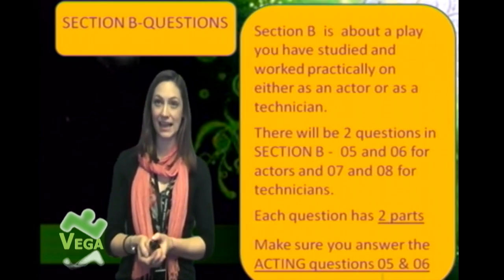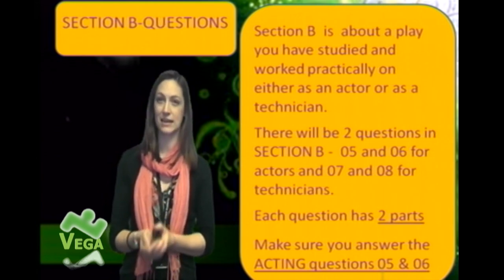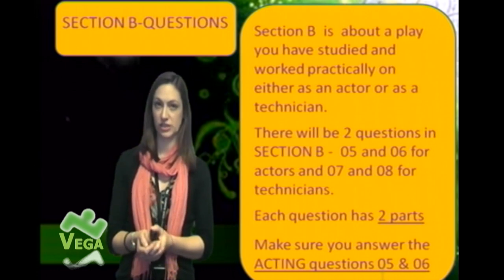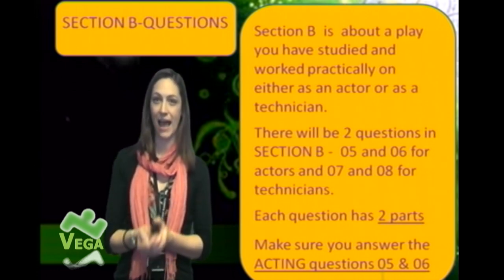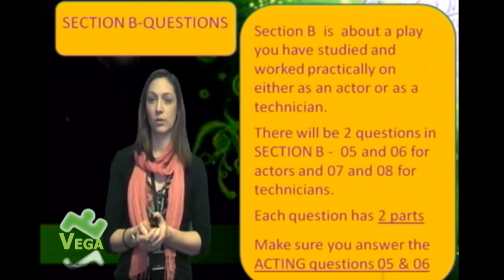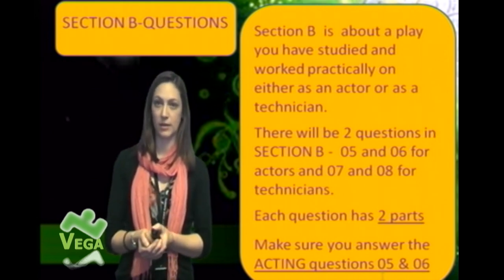If you have chosen to answer Section B, then you're going to be thinking about a play that you have studied and worked on, either as an actor or a technician. For most of you, it'll be about acting. There are four questions in Section B: 5 and 6 are about acting, 7 and 8 about technical. So decide now whether you're going to be writing about your acting or your technical. And again, for most of you, it will be about acting.